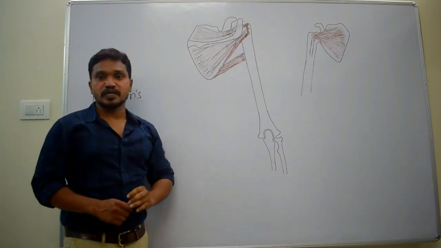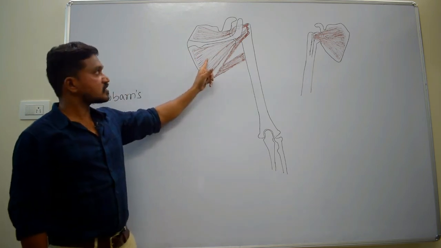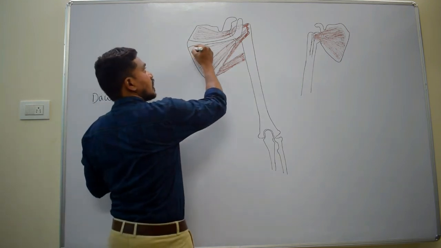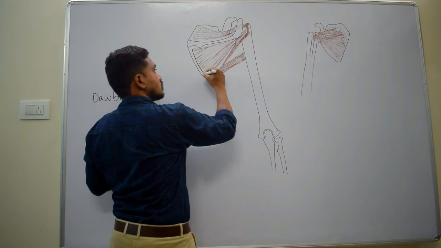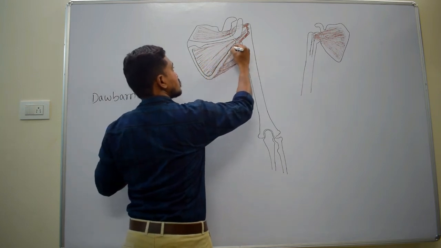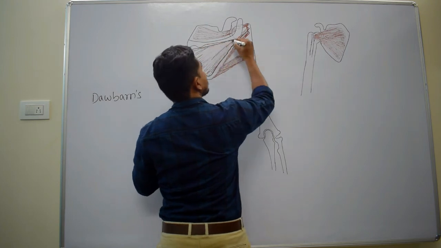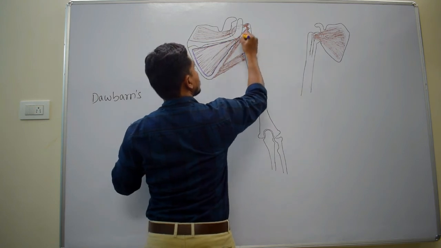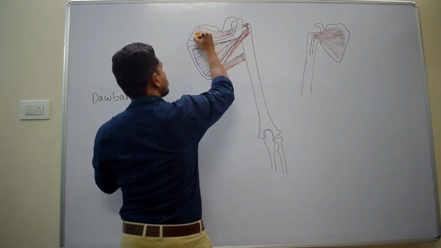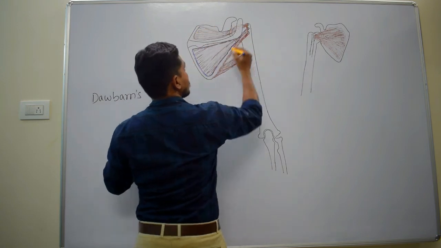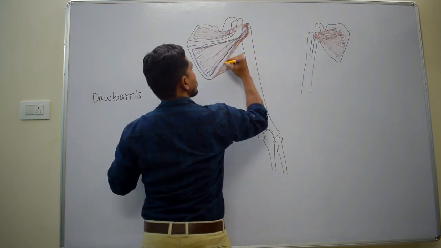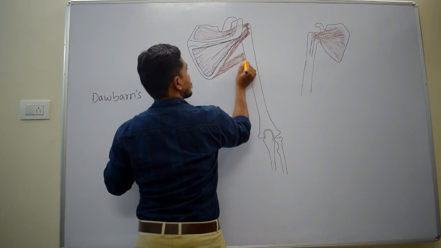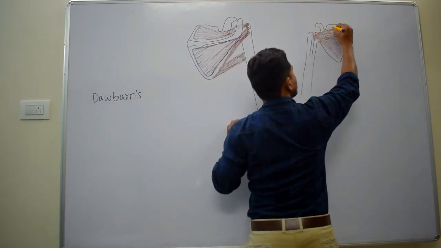That is about the supraspinatus muscle. Then what is this muscle? This is infraspinatus. I think these muscles are not demarcated properly, so I will draw the muscle boundaries with a different color. So this is the infraspinatus muscle, and this is the supraspinatus muscle. This is teres minor. This is teres major. This is the subscapularis muscle.